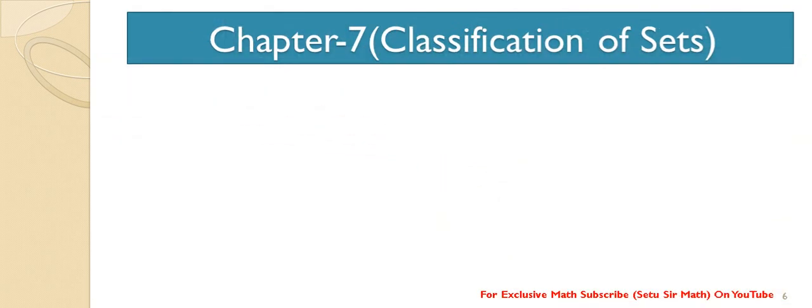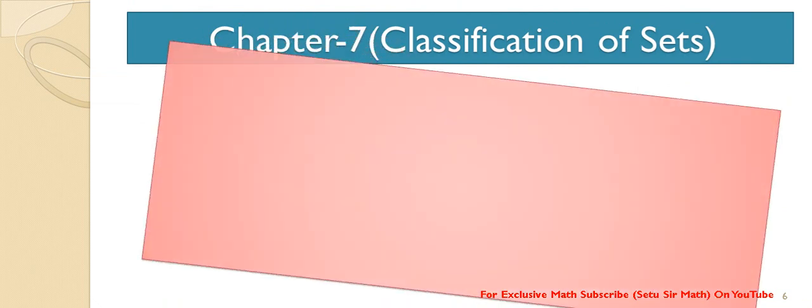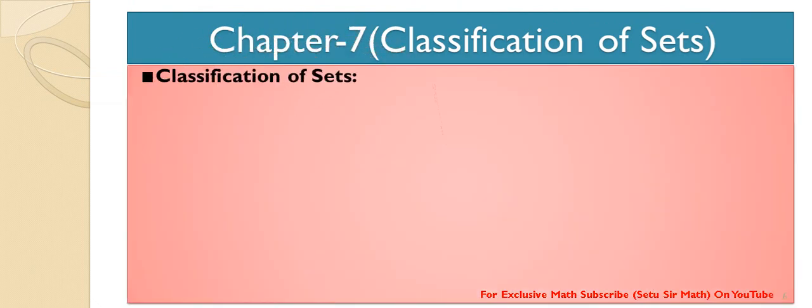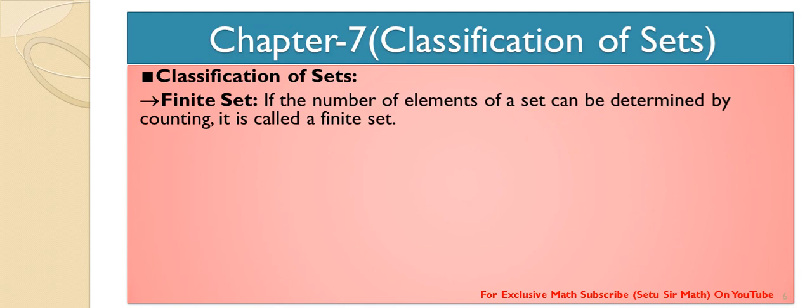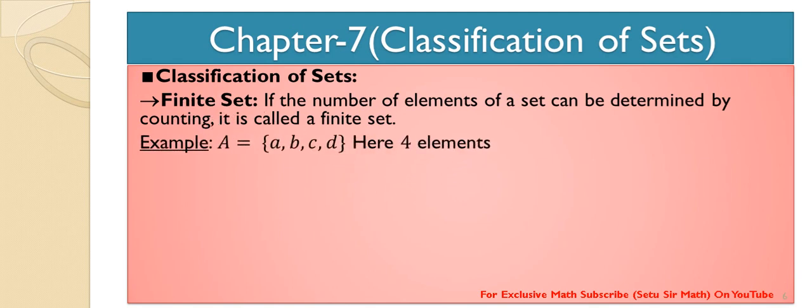Chapter 7, classification of sets. First, the finite set. If the number of elements of a set can be determined by counting, that means if we can count all the elements, that is a finite set. Like A = {a, b, c, d}. Here in this set there are 4 elements. That means we can count these elements.